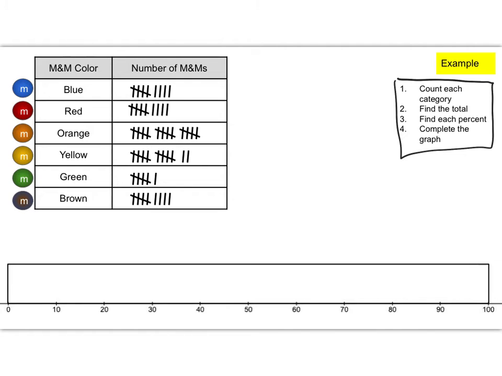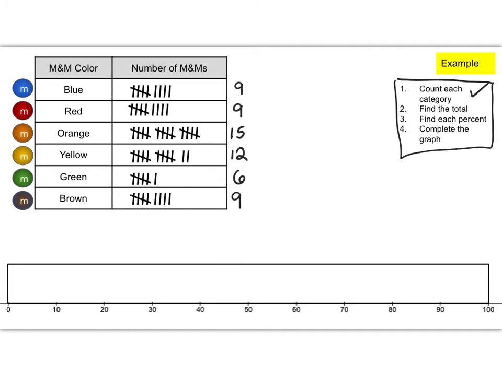So we have some data here. Our data is about M&Ms and the number of M&Ms in a bag. Our instructions over here tell us to count the number for each category. So let's do that. So for blue M&Ms, we have 9. We have 9 red M&Ms in the bag. There are 15 orange M&Ms, 12 yellow M&Ms, 6 green M&Ms, and 9 brown M&Ms. Great, so that's our first step.